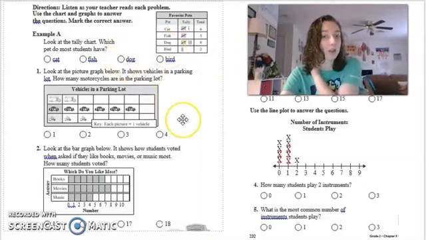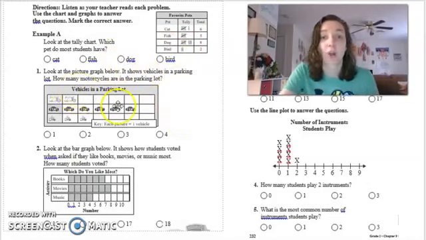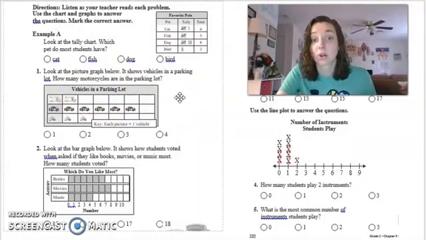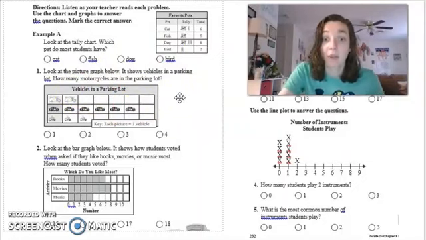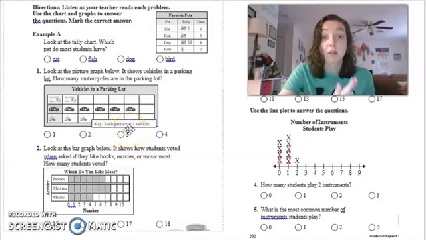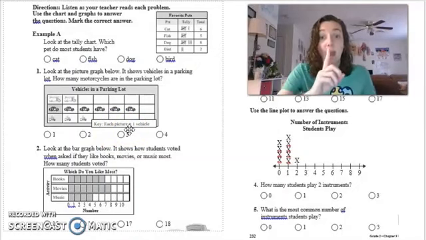Okay, very good job. So look at the picture graph below. It shows vehicles in a parking lot. How many motorcycles are in the parking lot? Okay. First thing I want to do when I look at this picture graph is look at my key and see how much these pictures are worth. Okay, so it comes down here, it says key. Each picture is 1 vehicle. So I know that when I count up the number of motorcycles, I'm going to count each one as 1.